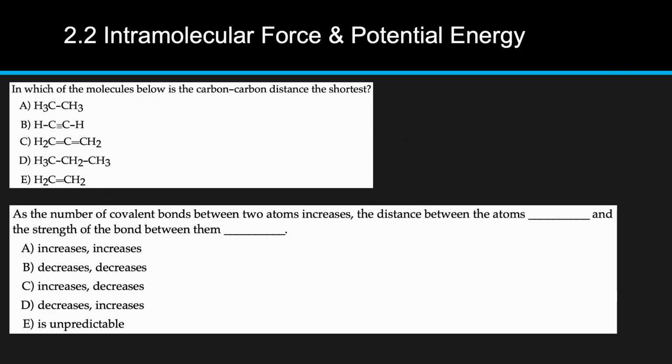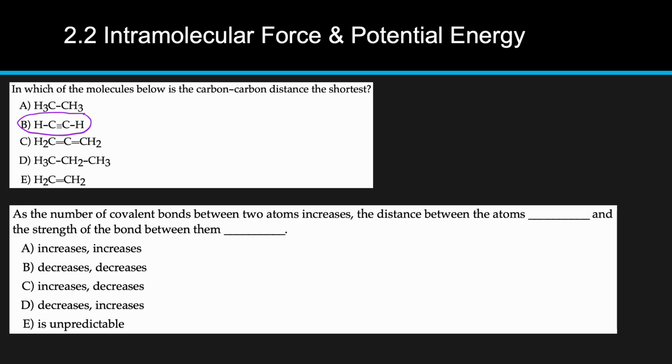In which of the molecules below is the carbon-carbon distance the shortest? So when I'm talking about the shortest distance, remember, the more bonds you add, the tighter the pull between those 2 atoms. So I'm looking for the bond with the most bonds. In this case, if you look at B, there's a triple bond between those carbons, so that would be your answer.